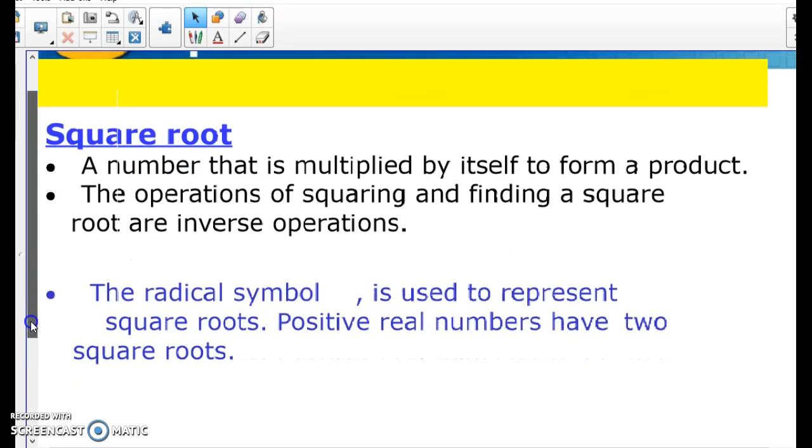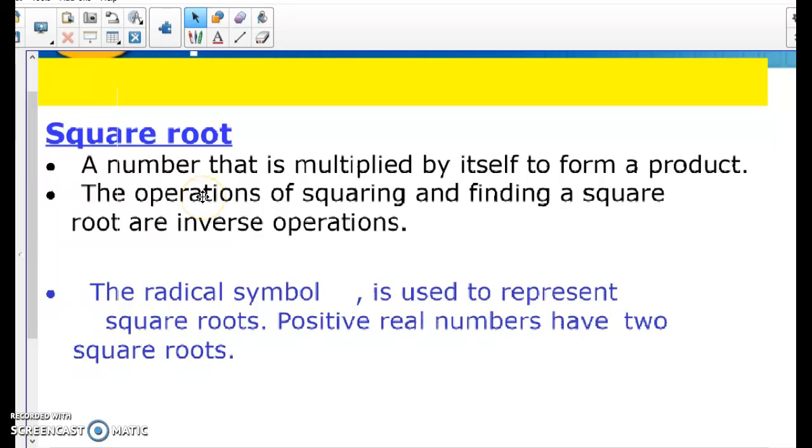So a square root is a number that is multiplied by itself to form a product. So that's the important part, that it's multiplied by itself. Okay, not by 2 or not by 4. It has to be the same number multiplied by itself. Okay, and the symbol, most of you probably recognize as kind of like a check mark with the line continuing. So that was what the square root symbol looks like.